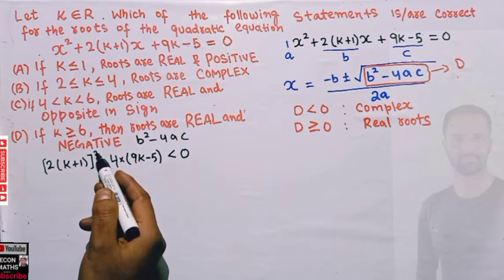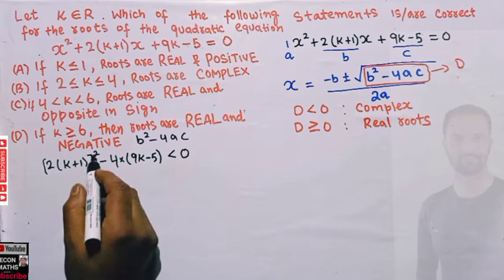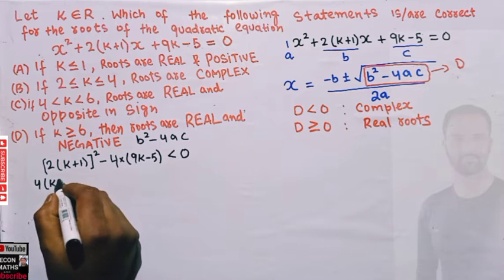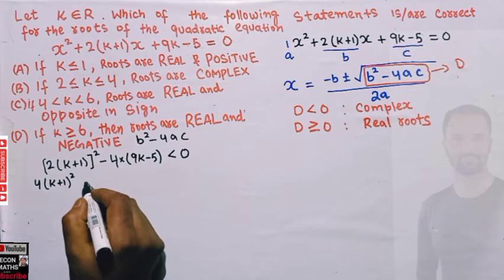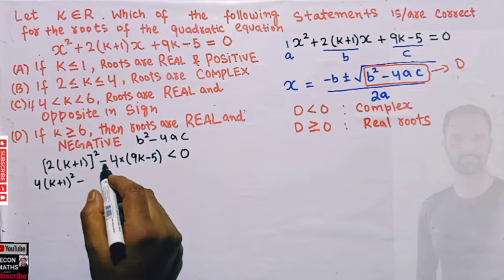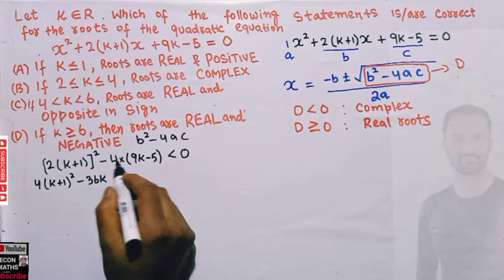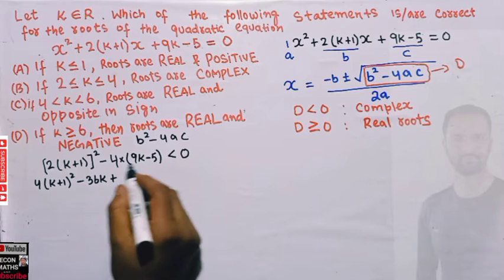So we have this 2. If we expand, 2 2s are 4, so this becomes 4, (k plus 1) whole square, minus 9. 4s are 36k, 36k minus minus is plus, so we have 5 4s are 20.